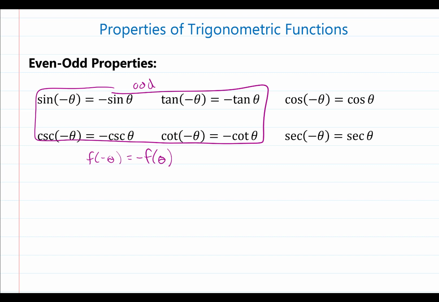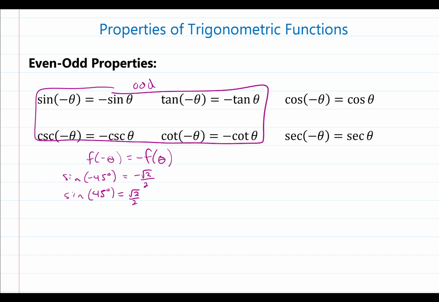To give you a quick example of what this means, if you have sine of, let's say, negative 45 degrees, which is equal to negative square root of 2 over 2, this should be the opposite of sine of positive 45 degrees, which is the opposite because it's equal to positive square root of 2 over 2.